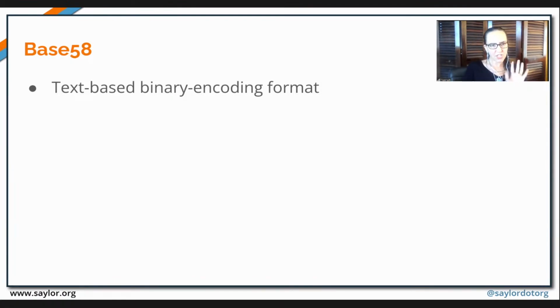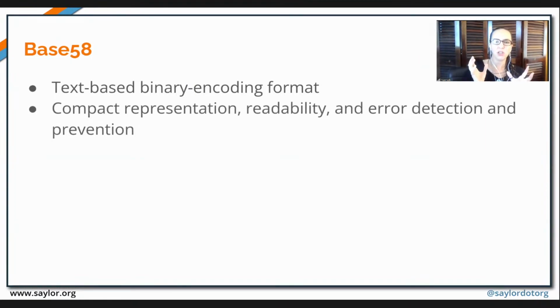All right, so base 58 is a text-based binary encoding format. It's a compact representation for readability and error detection and prevention. We think of decimal, which is base 10, and then we'll talk about hex, which is base 16. Base 58 uses 58 different characters, so each digit can be one of 58 different characters.